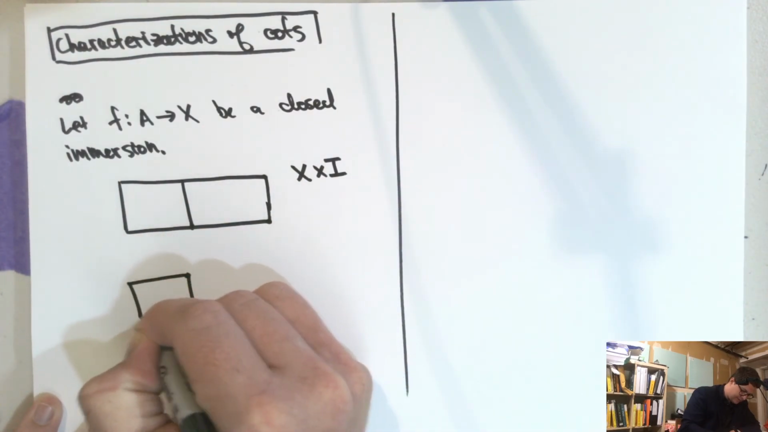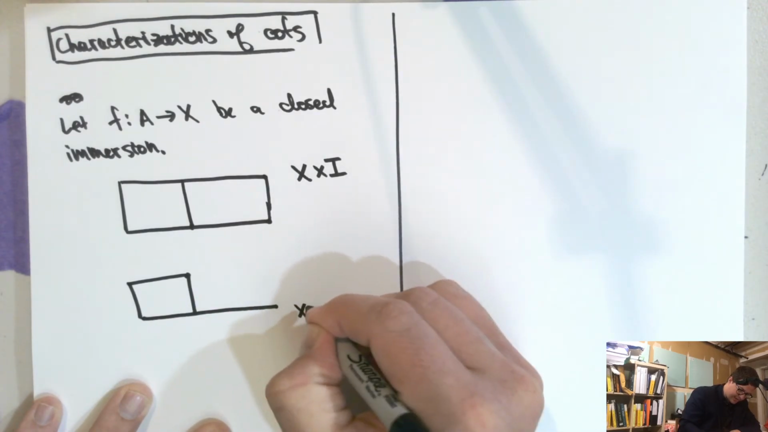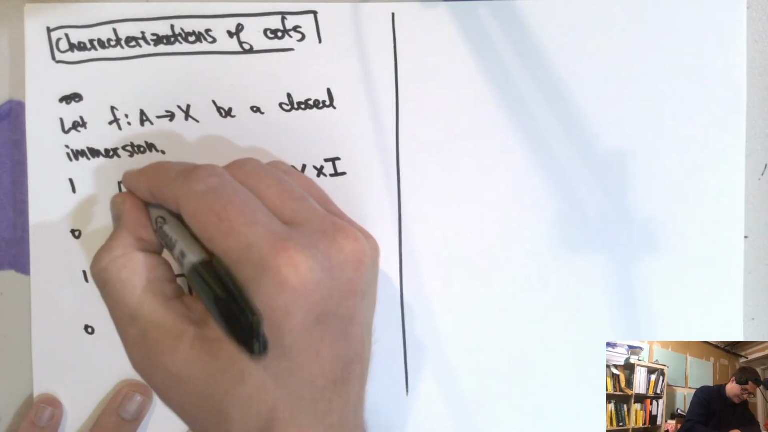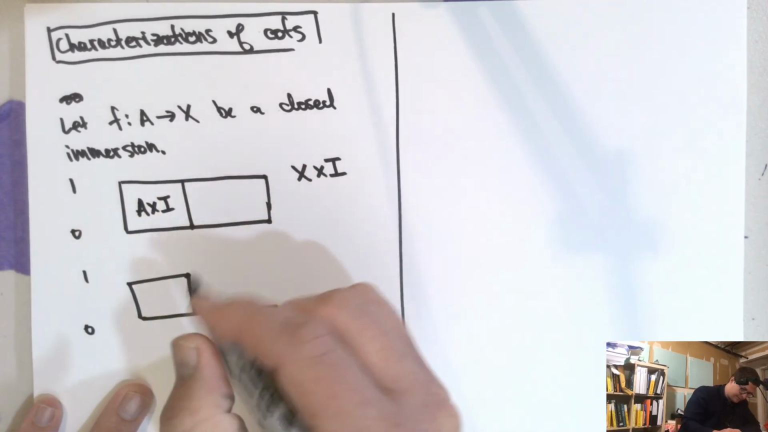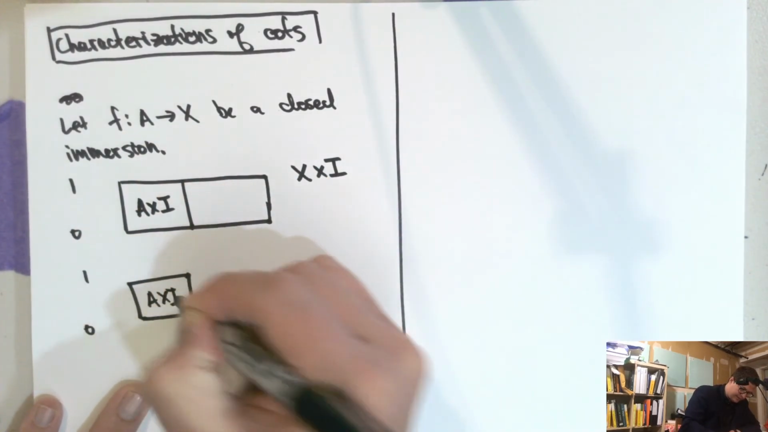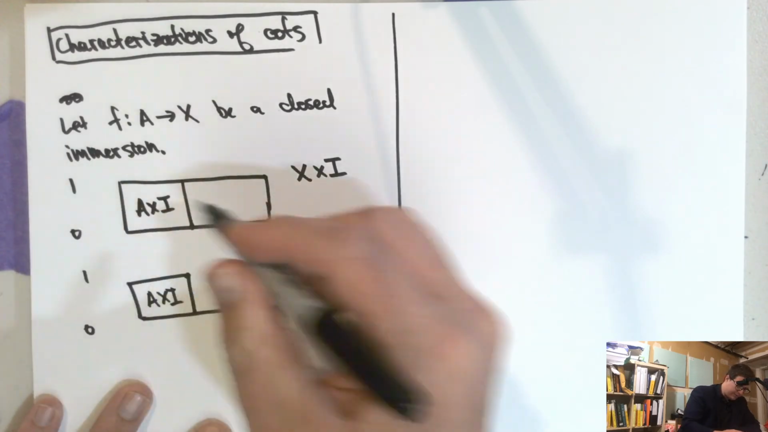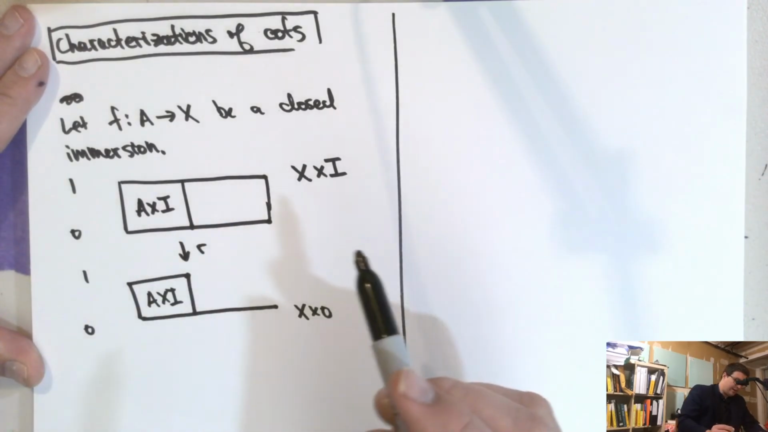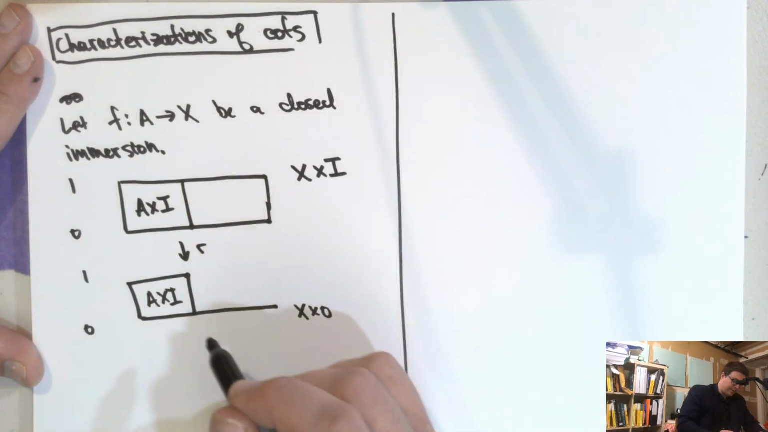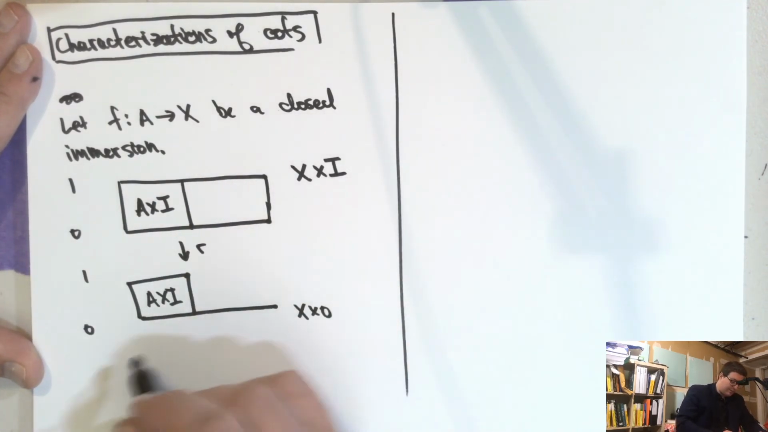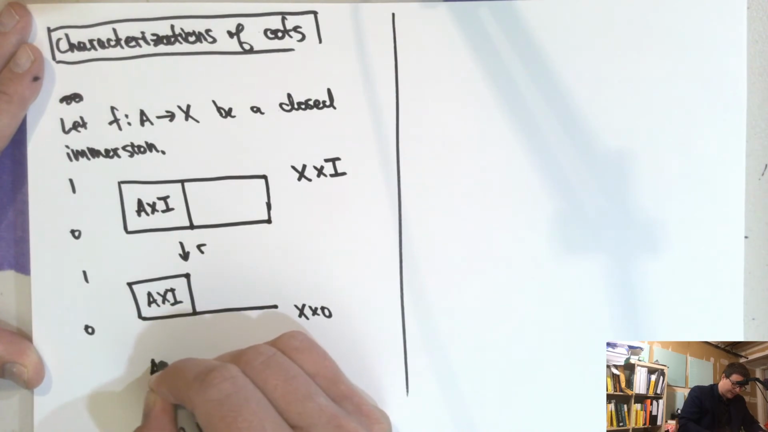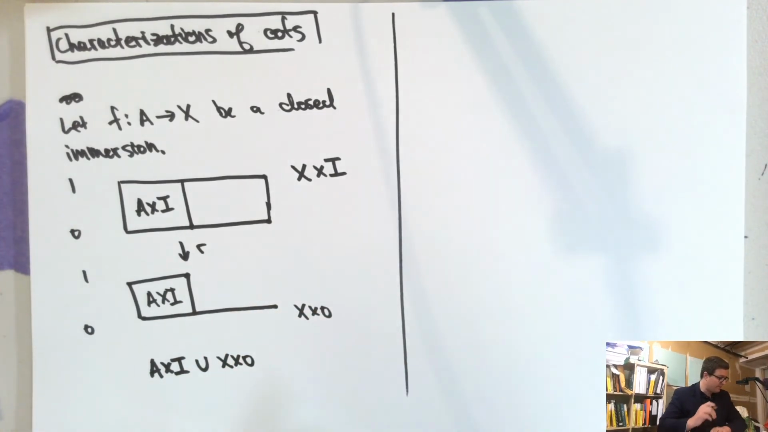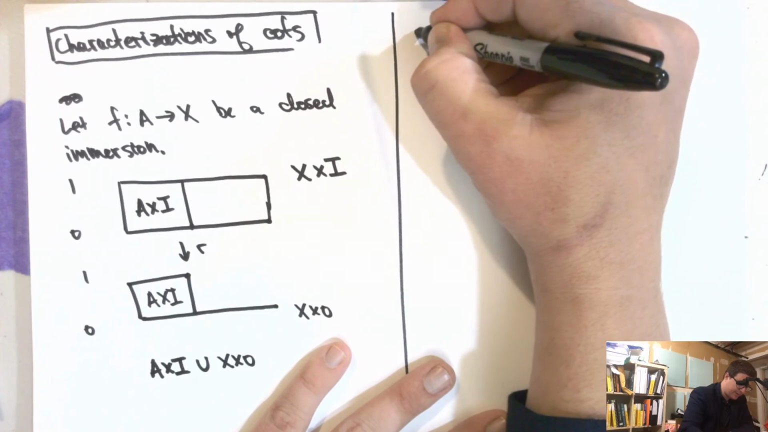Okay, so this piece down here is X cross 0. So we're doing 0 down here and 1 down here. And this little block here is A cross I. And what we want is for this thing to retract onto this piece here. And what does this thing look like? If we were going to write it down, it looks like A cross I union X cross 0.